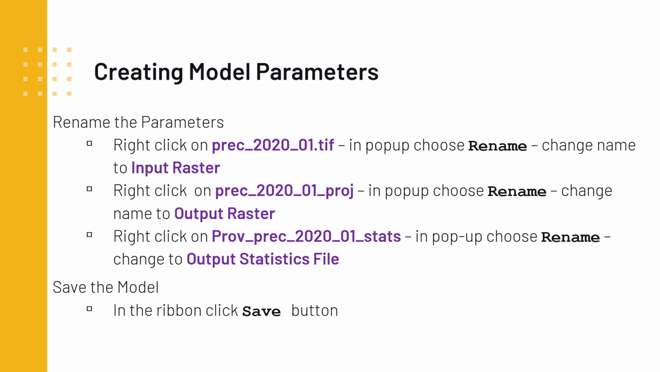You're going to repeat that same process on the PREC_2020_01_proj. And in the pop-up, you're going to choose rename, and this time you're going to change the name to output raster. Okay, and next we're going to do the same thing for the table. You're going to right click on the prov_PREC_2020_01_stats. And in the pop-up, you're going to choose rename, and this time you're going to change the name to output statistics file. When that's all done, I'd like you to save the model. So again, you're going to go up to the ribbon and you're going to click on the Save button.